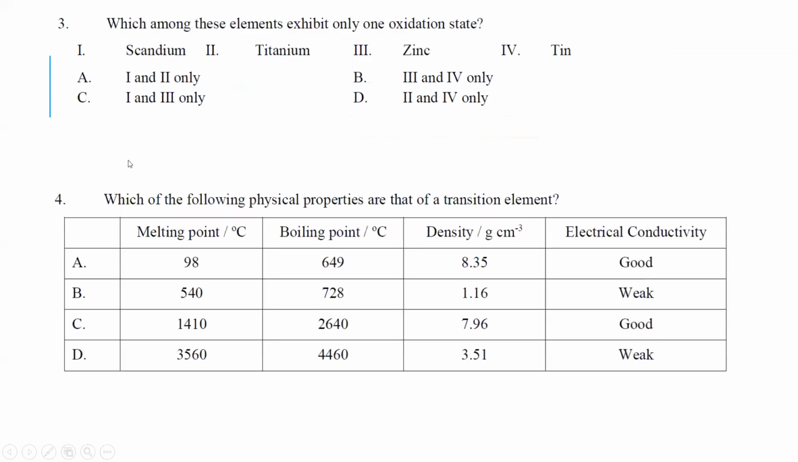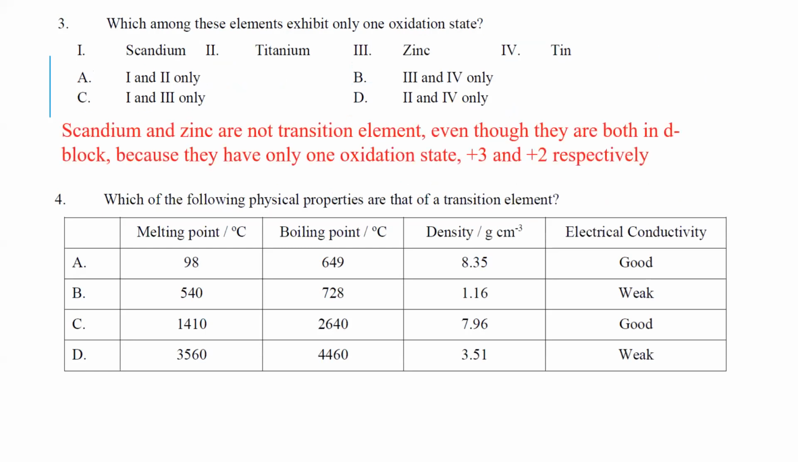Then we go to question number 3. Among these elements, which exhibit only one oxidation state? As I explained in question 1 just now, scandium and zinc are actually not transition elements even though they are d-block elements, because they have only one oxidation state, which is +3 and +2 respectively. Their d orbital for scandium is empty, and for zinc is completely filled, so that is why they can only exist as one simple ion. Okay, so the best answer in here is 1 and 3 only, C.